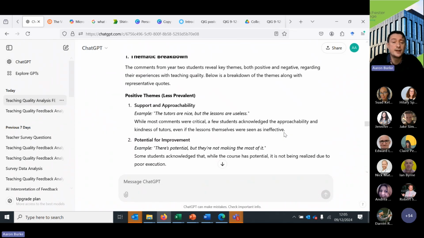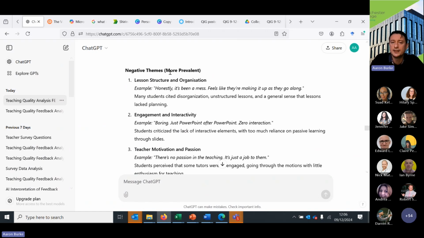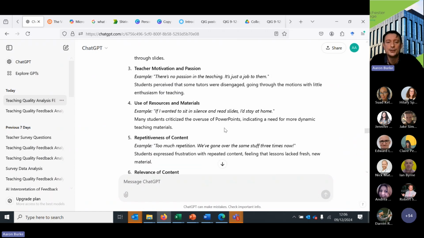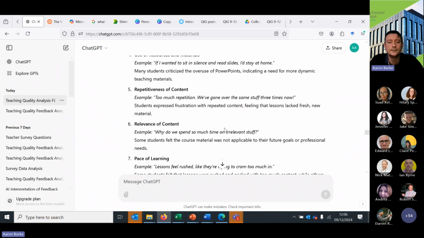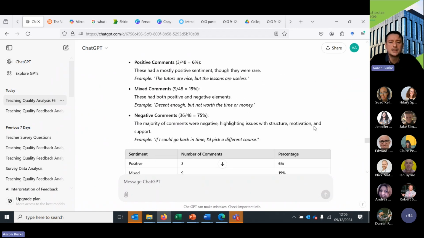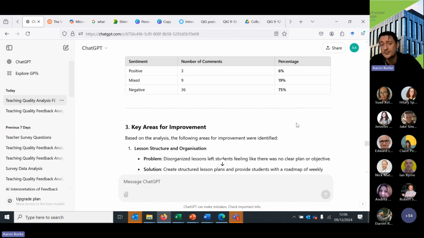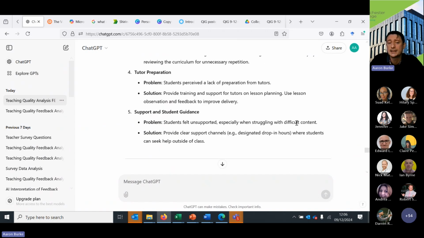So this time with the thematic breakdown, we can see that positivity is less prevalent around potential for improvement, support and approachability. And the negativity is far more prevalent around lesson structure, motivation, repetitiveness and relevance. In addition to that, we've got our sentiment analysis, which we asked it to do originally, 75% of them this time being negative. And again, we've got more AFIs that it's given us.